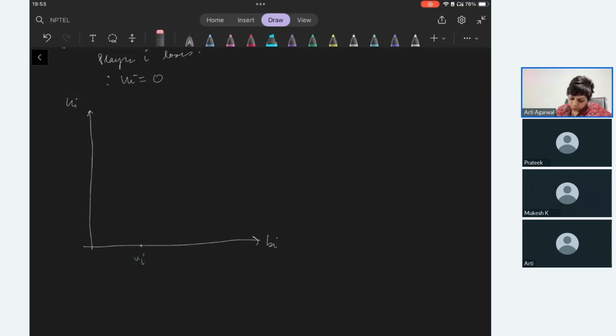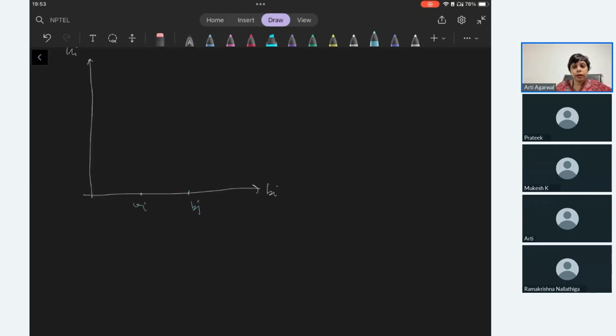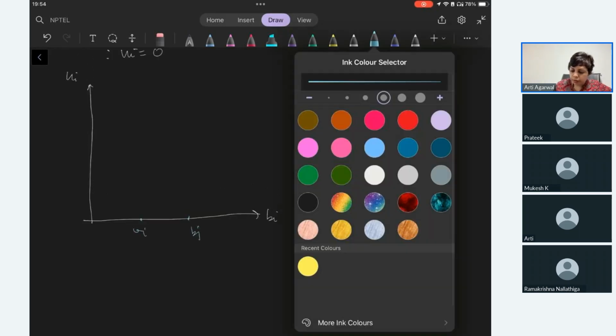Why did I erase it? VI, and here you have BJ. Then in this case, if you're increasing VI in this direction, so BJ is greater than VI. Look at the x-axis. On the x-axis we are measuring VI, and on the y-axis we are measuring UI. So if your BI is less than BJ, then in this whole region you're actually losing.